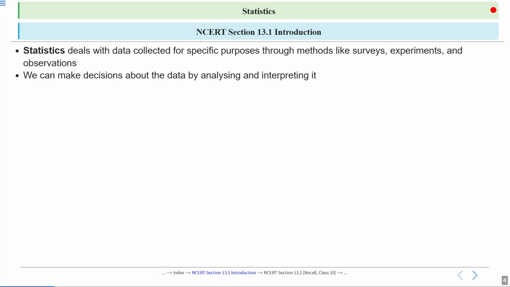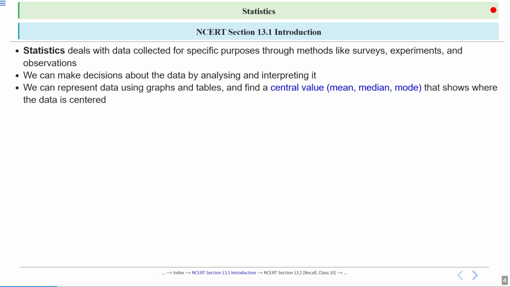Now let's talk about what we do with the data. We can make decisions by analyzing and interpreting data. Next, we can represent data using graphs and tables. These visual tools help us see patterns and trends more clearly. And we also find a central value like the mean, median, mode, which shows us where the data is centered.